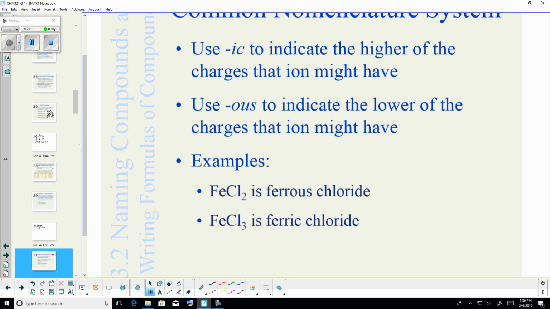So we're not going to really use the common names, but you'll see them a lot of times in ingredients like toothpaste. It has stannous fluoride. Tin can either be plus 2 or plus 4. So you'd have to memorize them all, but if I said tin 2 fluoride, you would know tin is plus 2 because it's right in the name.